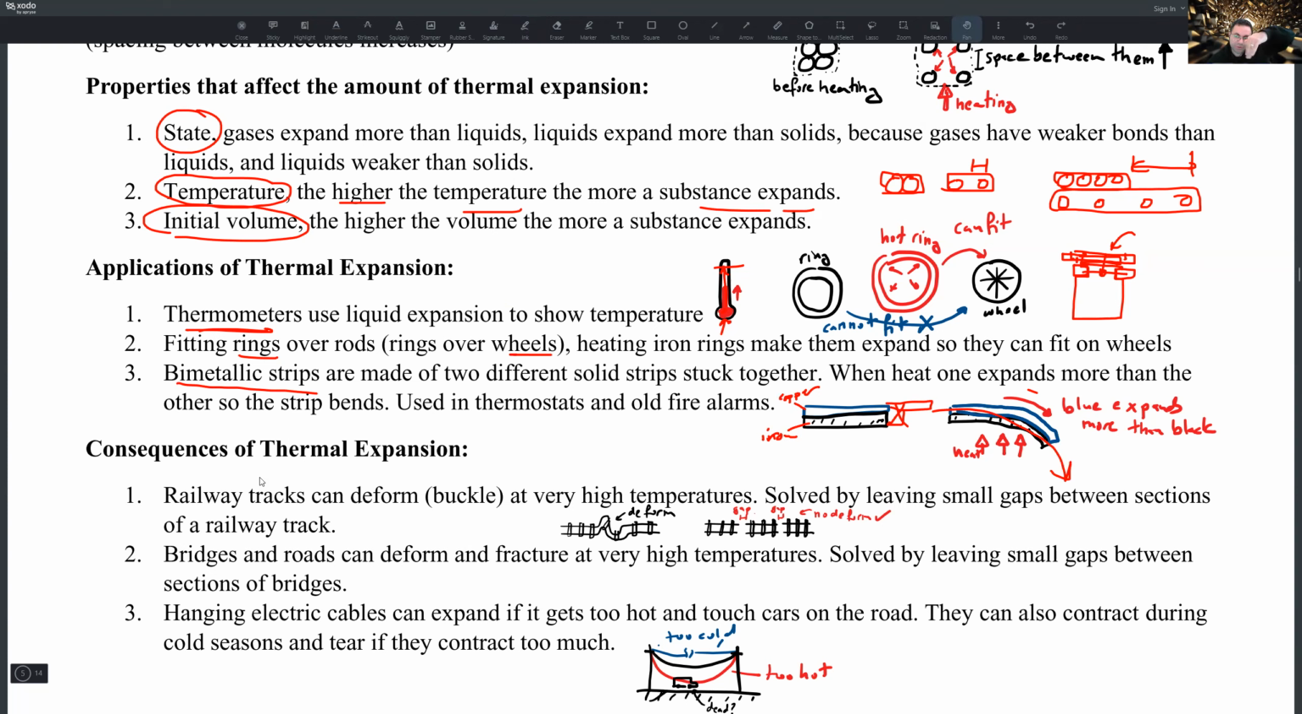لما بتبند وتcurve, الحتة on the outside of the curve is now longer than the inside. Geometrically speaking, the distance of the outer side of this curve is longer than the inner side of the curve. فلما بنسخن البايميتاليك strip ده بيبند, and the one on the outside expands more than the inside. طبعا if you cool it, the blue will contract more than the black metal, or copper more than the iron in this example. Okay.